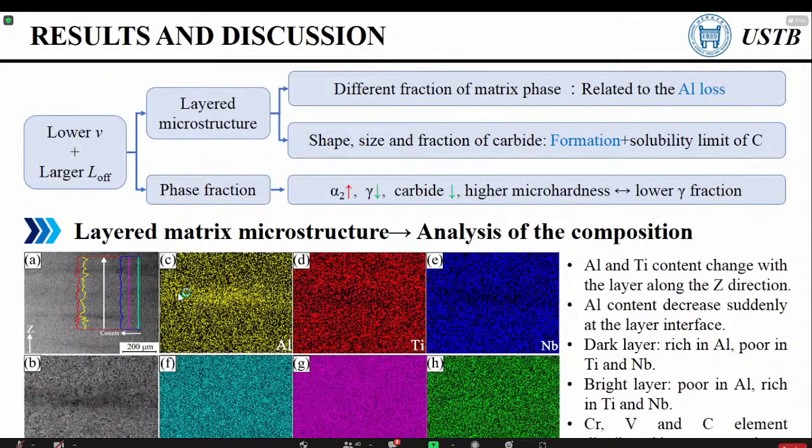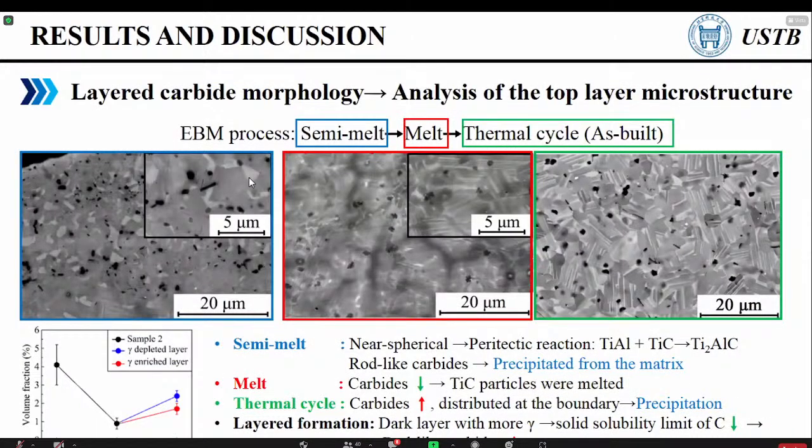For the matrix, we analyzed the elements distribution by EDS. The dark layer is rich in aluminum and poor in titanium and niobium, while the bright layer is opposite. According to the titanium-aluminum phase diagram, higher aluminum content leads to more gamma phase, so the region rich in aluminum corresponds to the dark layer.